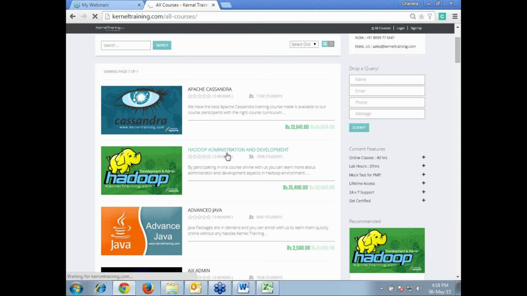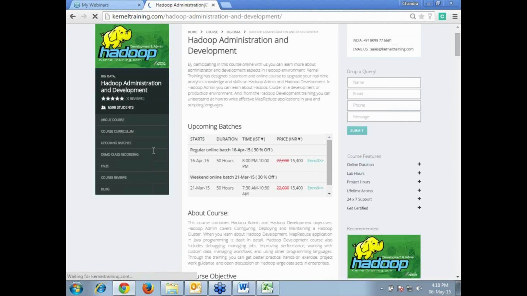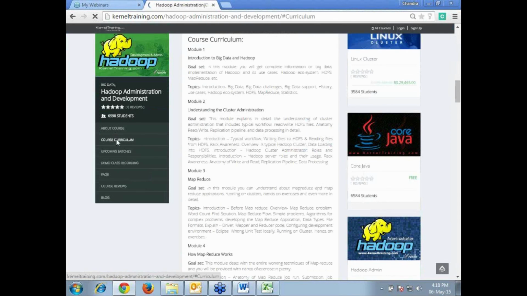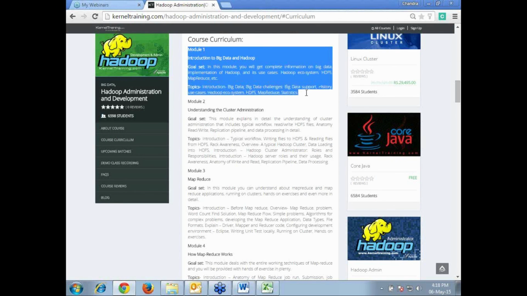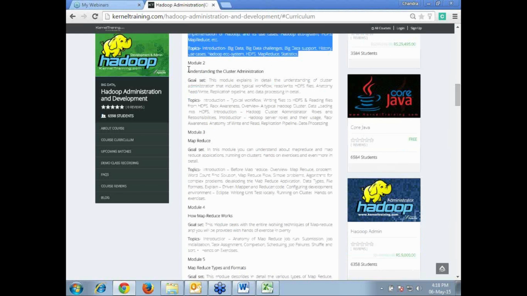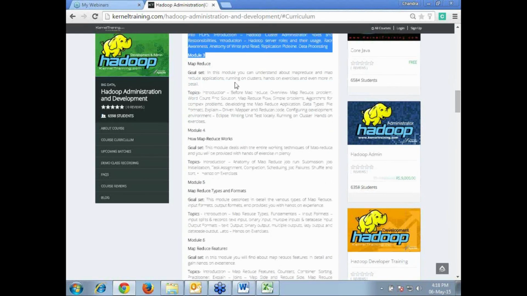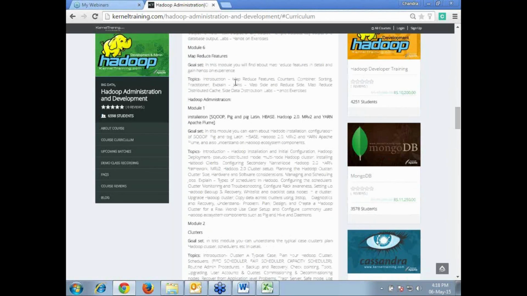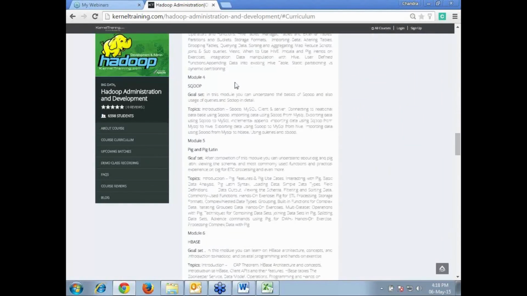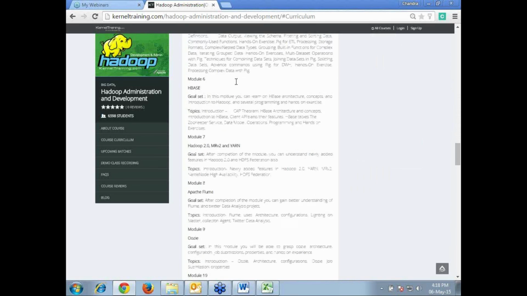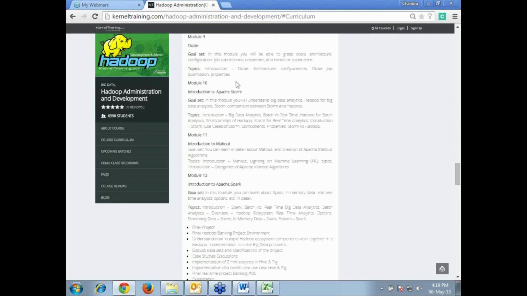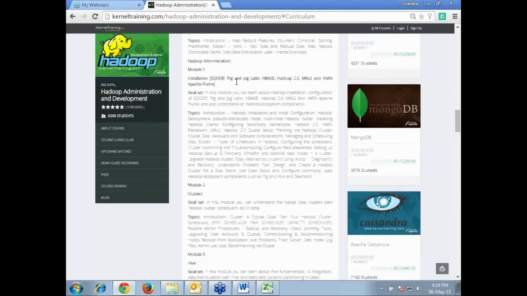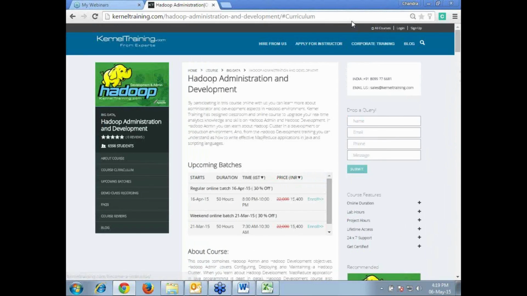This is a 50-hour course. If you go into it, you can see the course curriculum in the left side panel, with the total modules that would be covered for Hadoop completely. It includes the administration part and the development part. You can glance through and see whether it fits your particular area. You can also glance at the other trainings we are going to give you. Let me also show the Hadoop administration part.